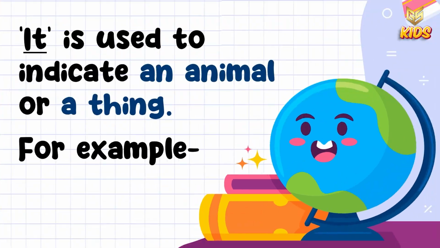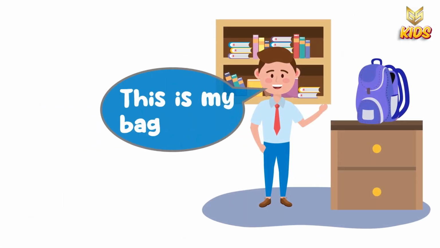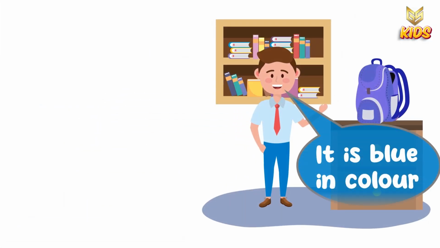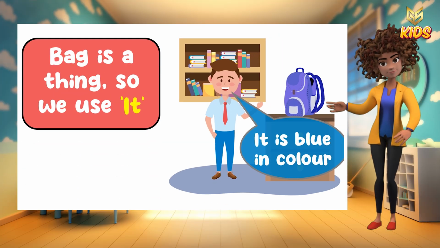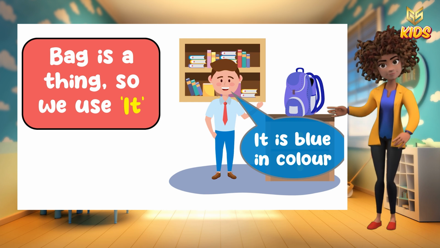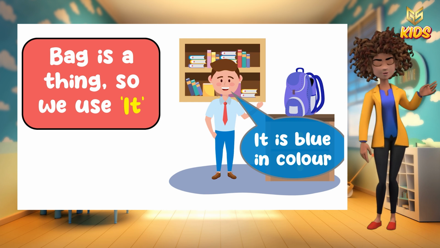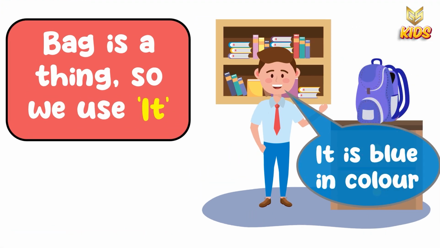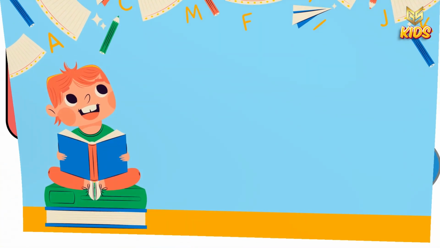Let's look at an example. This is my bag. It is blue in color. So here bag is a thing, so we use it. Bag is a thing, so we use it here. It is blue in color.